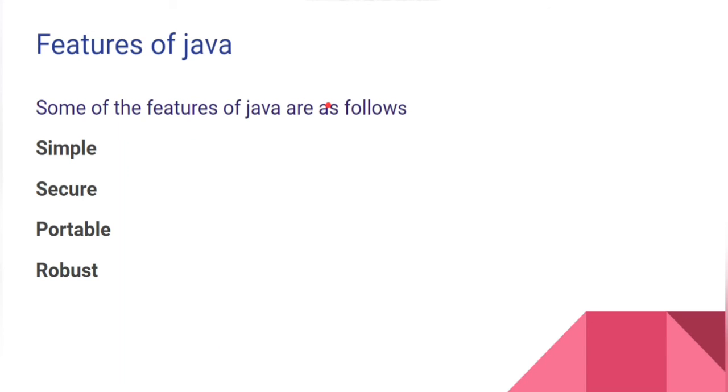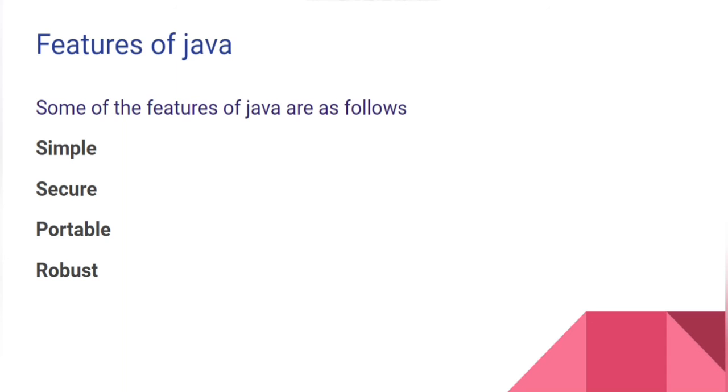So we have the features of Java. Java is simple, secure, portable, and robust. Simple means that Java syntax is simple, but not as simple as we expect. It's secure. Java is a very secure language. Creating applications in Java provides a variety of security. So when the user is worried about security, we use the Java language.